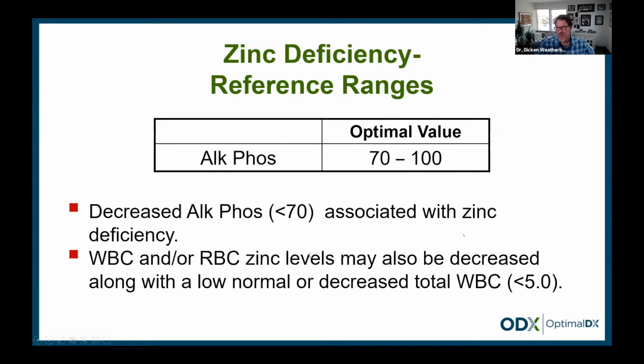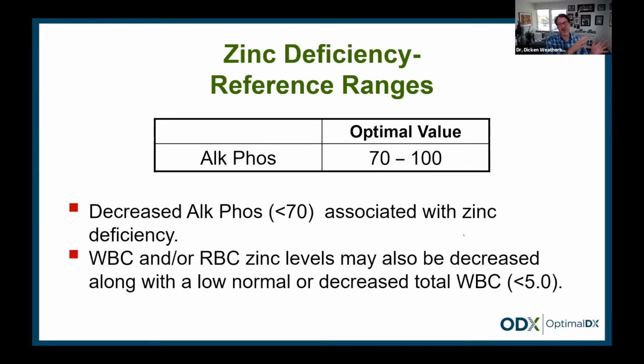White blood cell and/or red blood cell zinc levels may also be decreased along with a low normal or decreased total white count. Again, I like to look at other aspects of metabolism and biochemistry. So I like to look and see, well, what other things does zinc do in the body? Well, it's very important for tissue growth and skin integrity. Very important for the immune system. I have a whole series of articles on Optimal DX around zinc's role in COVID, so if you want to go over to my blog and take a look at those. It's essential for cellular processes of translation and transcription, and also for EFA metabolism. The conversion by delta-6 desaturase is an enzyme that requires zinc as well.